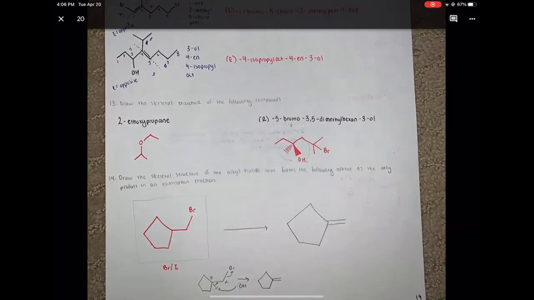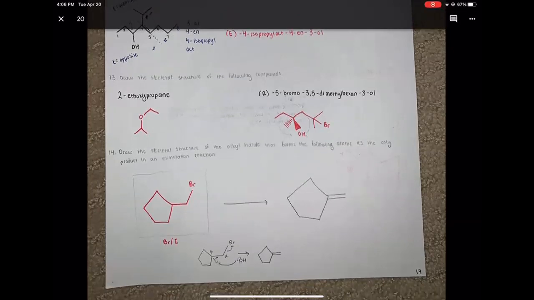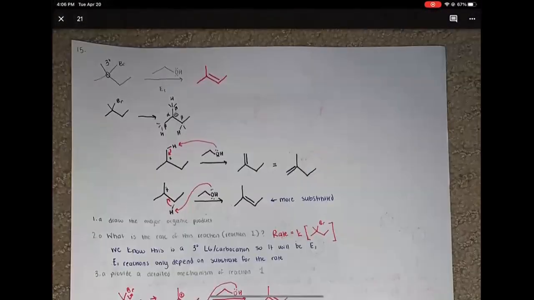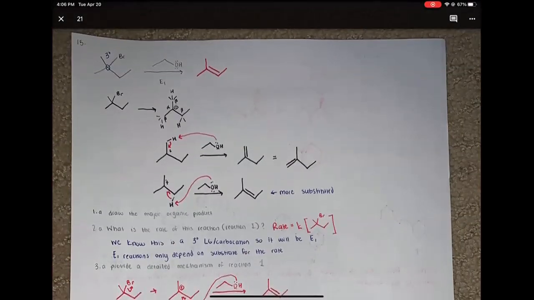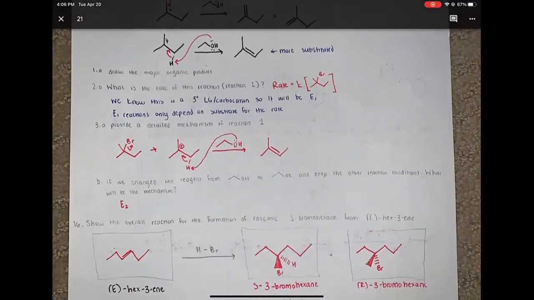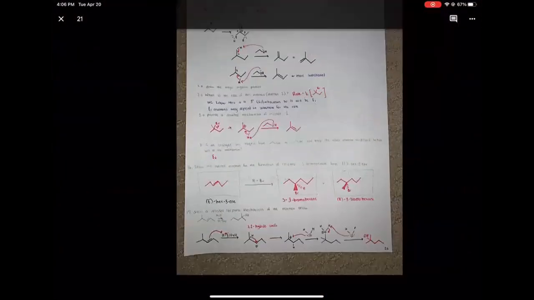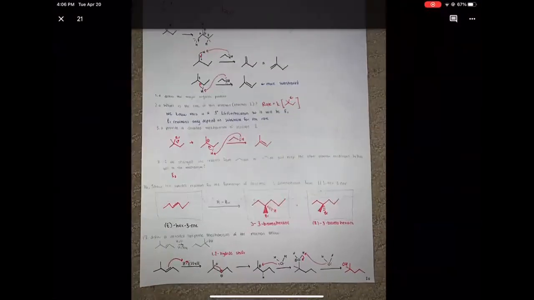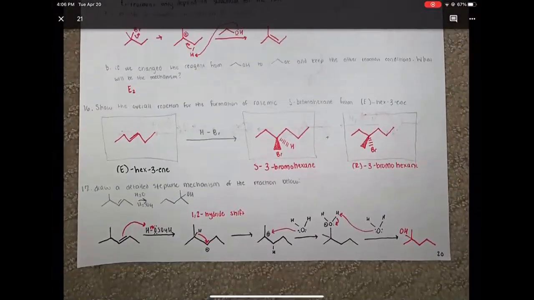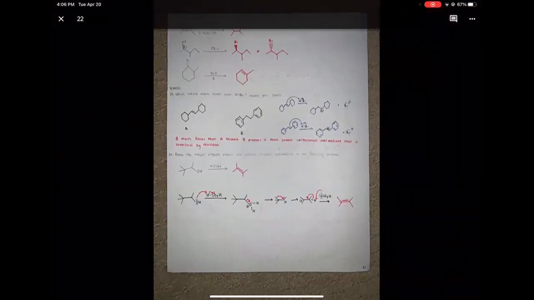Here we have skeletal structure of the alkyl halide that forms, okay, that's not on this chapter. Also not on this chapter. Also not on this chapter. Actually, this one. No, H2O, H2SO4, that's old stuff.